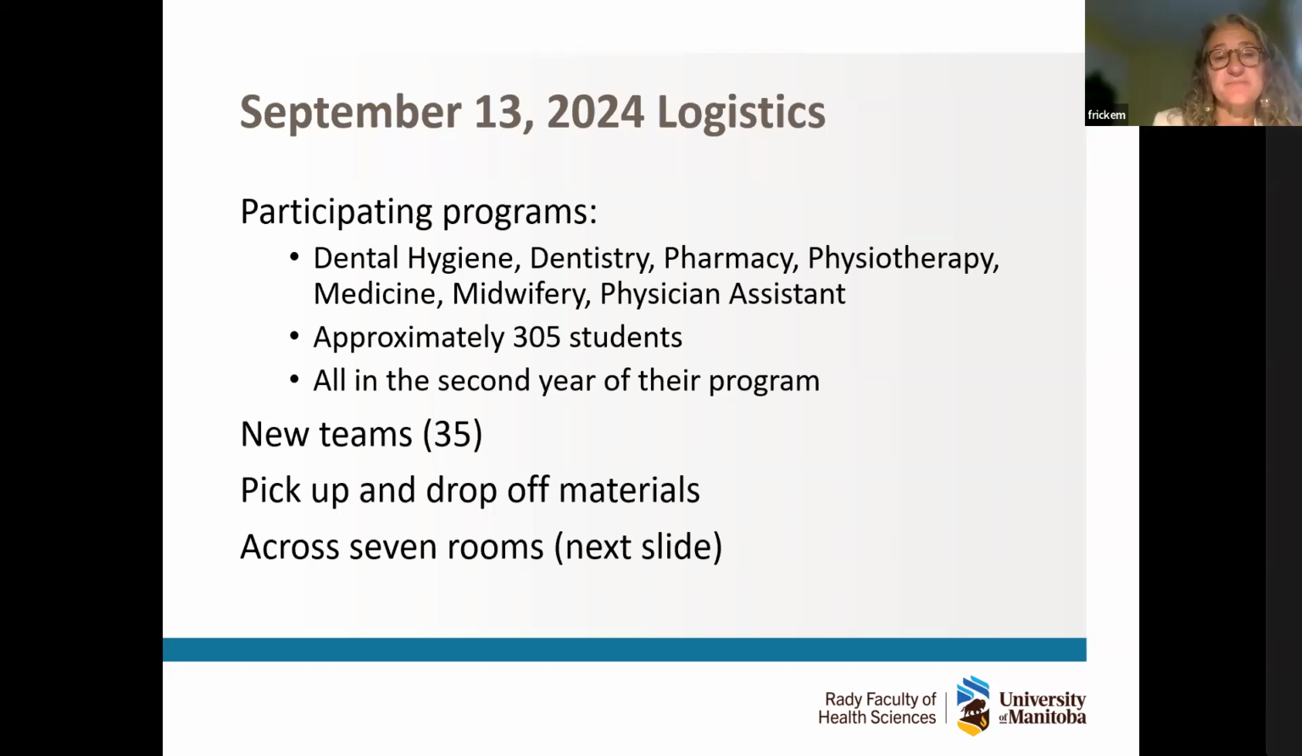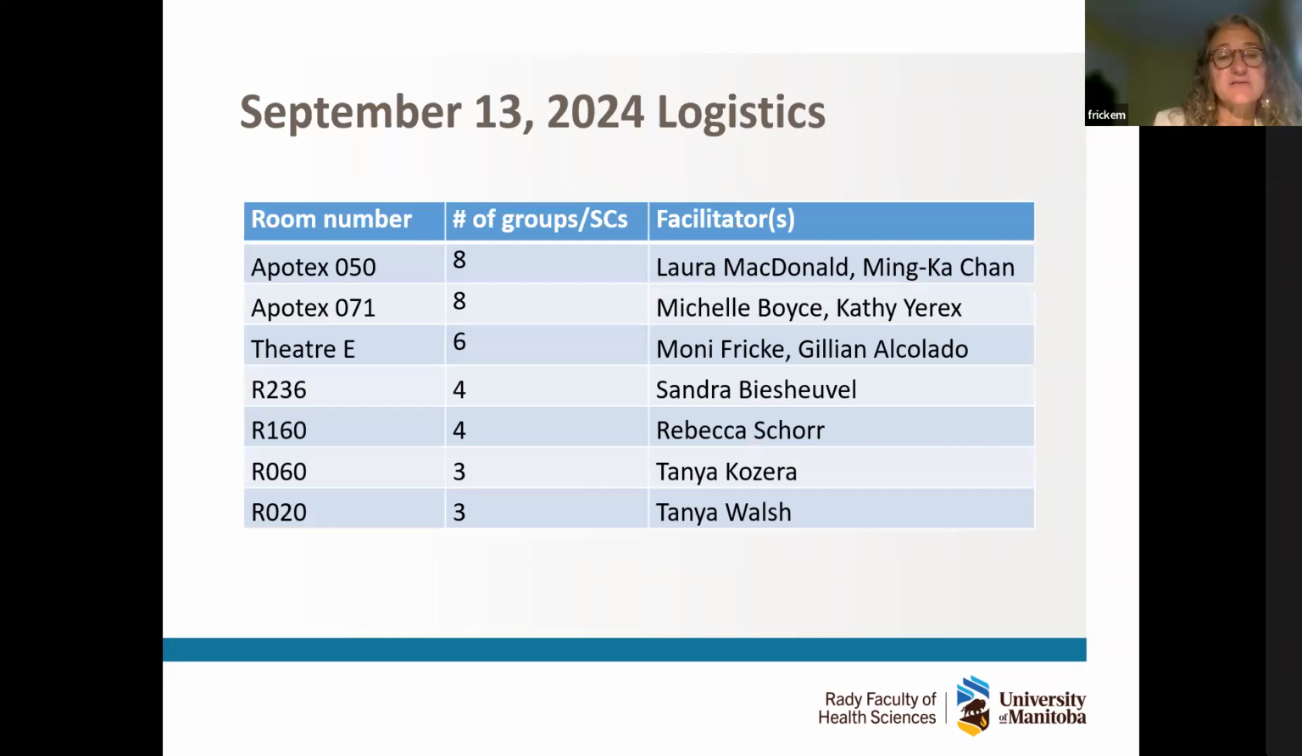Next slide, please. So here, everybody's on Bannatyne campus. You can see the room number on the far left. Apotex, the top 2, are in the pharmacy building. Theater E is at the end of the hall from the College of Rehab Sciences. And then those 4 rooms that start with an R are all in the College of Rehab Sciences. You can see that we tried to take the big load off by having 8 and 6 groups in our larger rooms. And then Sandra, Becky, Tanya, and Tanya Walsh, you've got a smaller number of groups.